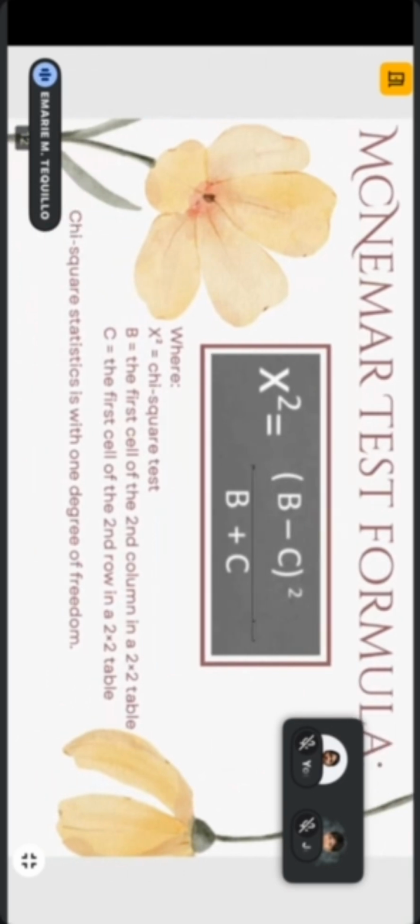Let's proceed to the next slide, which is the McNemar test formula. Chi-square is equal to B minus C raised to the power of 2 over B plus C, wherein X squared is the chi-square test, B is the first cell of the second column in a 2 by 2 table, and C is the first cell of the second row in a 2 by 2 table. The chi-square statistic has 1 degree of freedom.